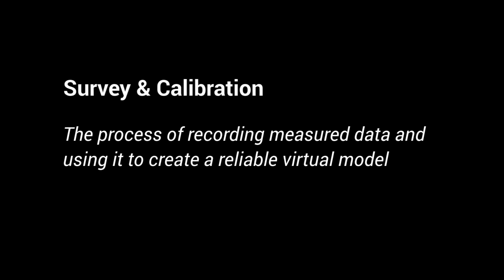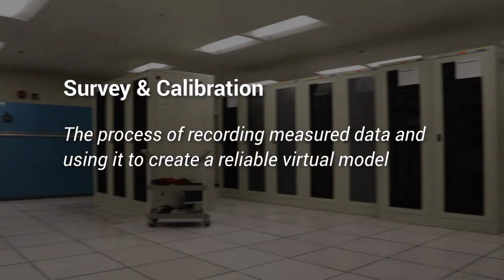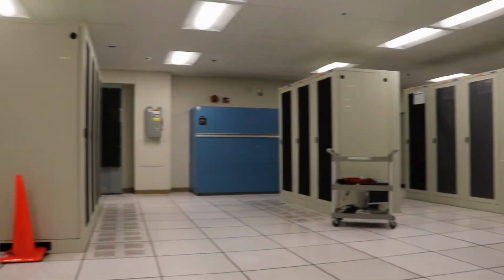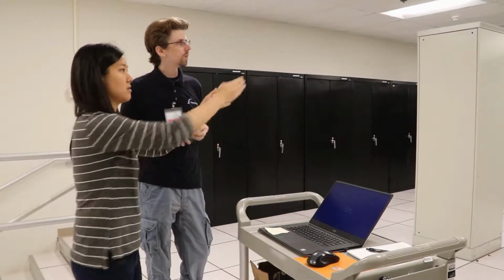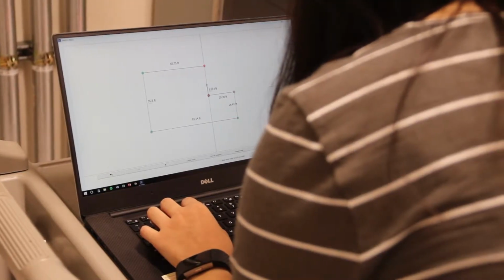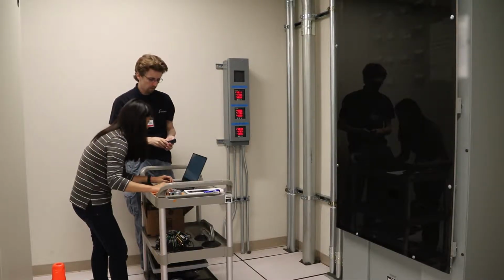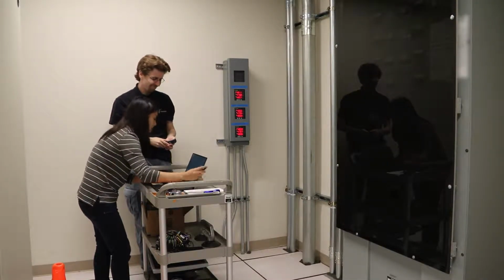Survey and calibration is the process of recording measured data and using it to create a reliable virtual model. How do we model your facility? We begin with a perimeter check. Following along the walls of the facility, we inspect the dimensions of the walls and adjust the model accordingly. Existing CAD drawings are used as a start point and then are refined on-site.